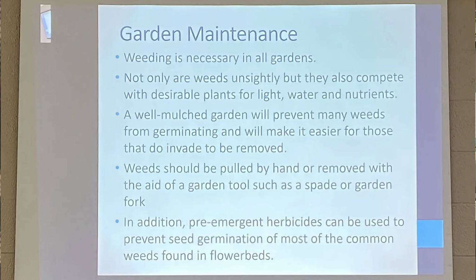Weeding is necessary in all gardens. Not only are weeds unsightly, but they also compete with desirable plants for light, water, and nutrients. A well-mulched garden will prevent many weeds from germinating and will make it easier for those that do invade to be removed.